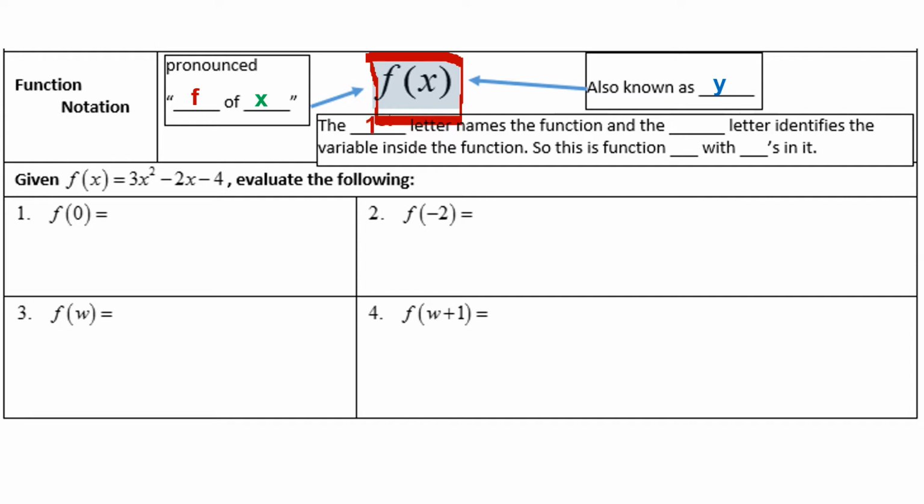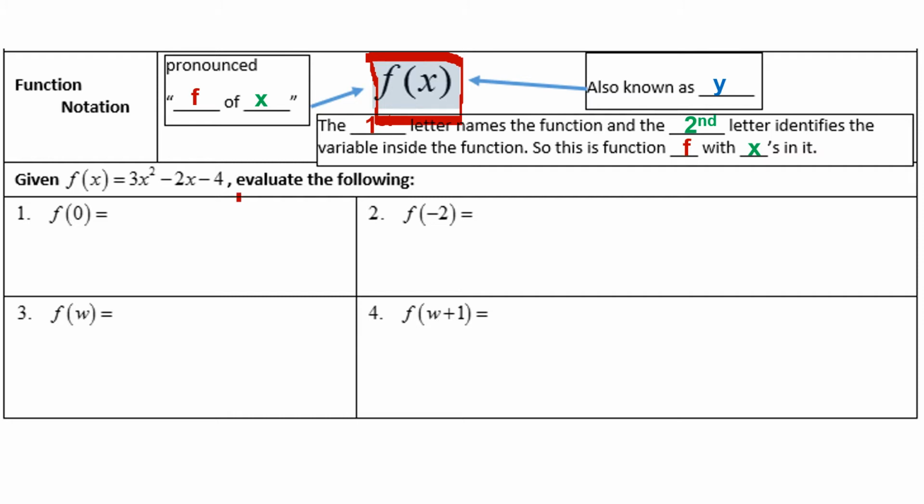So the first letter names the function. And the second letter identifies the variable inside the function. So this function is f with x's in it. So let's take a look at what we're given. We're given a function, and the function is 3x squared minus 2x minus 4.